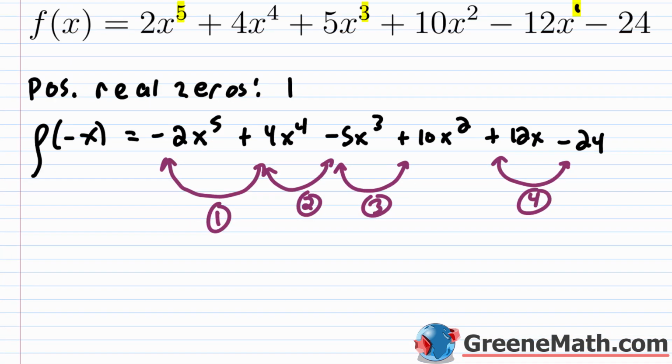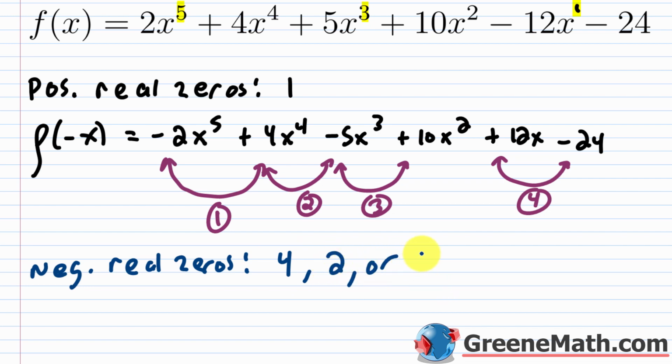Let me come down here and we'll write negative, and I'll just abbreviate that, real zeros. So it could be 4, but that's the maximum number it could be. Then it could also be 4 minus 2 is 2. And then I'm going to put or, it could also be 0. So it could be 4, 2, or 0.